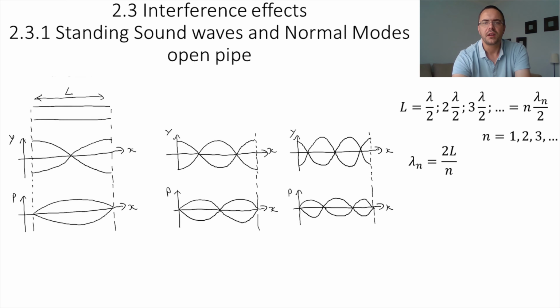So the wavelengths that are possible are given by lambda equals 2L over n. And since the frequency is v over lambda, then the frequencies of the normal modes are nv over 2L.